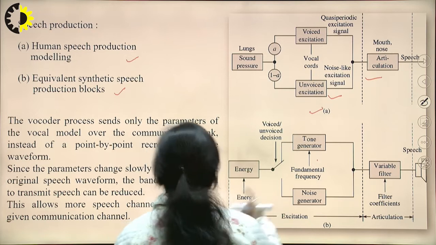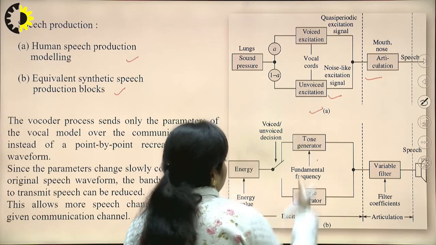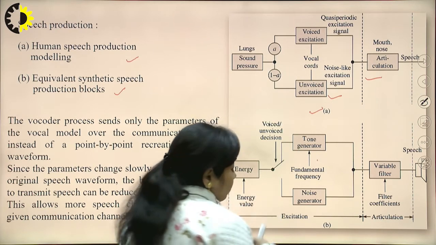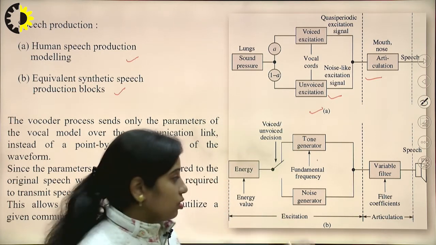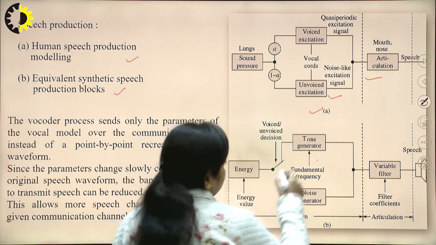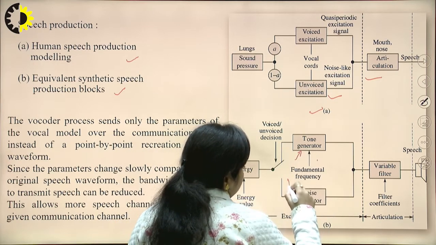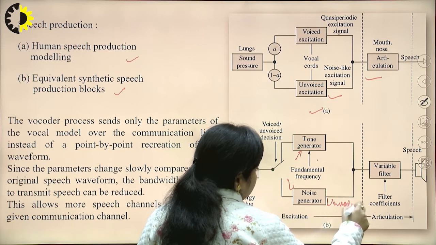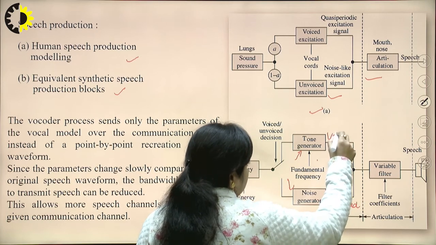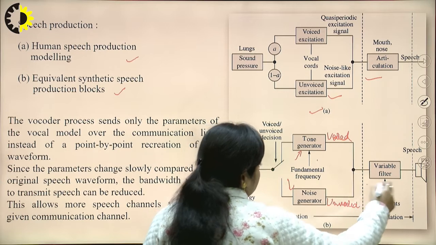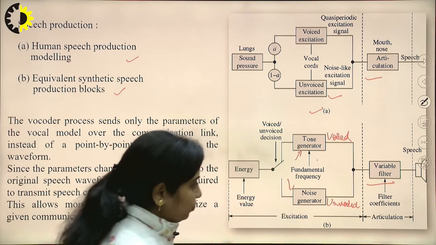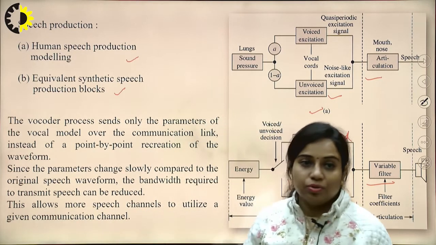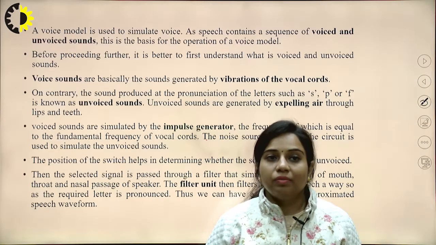Likewise the equivalent synthetic model, because this is the original model and the synthetic model is like this one: whatever speech signal is produced is written as energy. Then it is applied to a tone generator and a noise generator. Through this the unvoiced signal is generated, and through this the voiced signal is generated. Now this is passed through a variable filter, and then the speech signal can be heard from the speaker. So this is how the speech production model works.